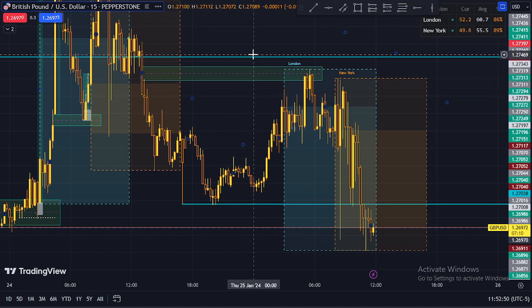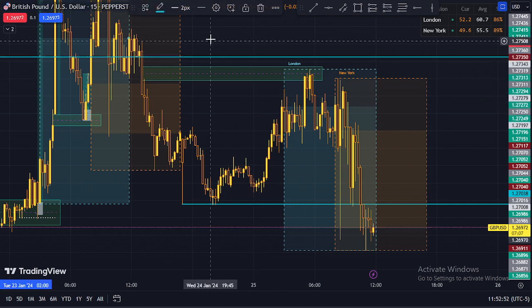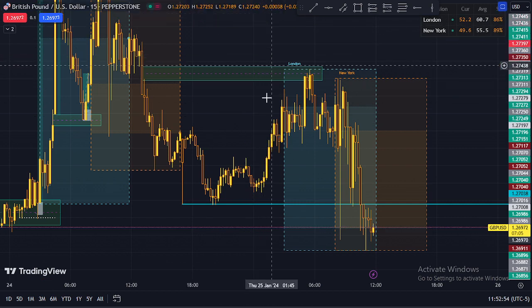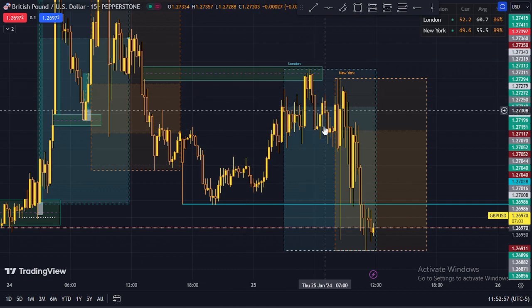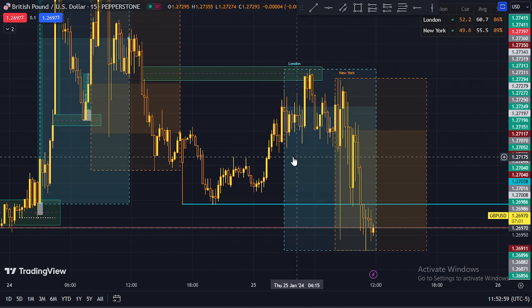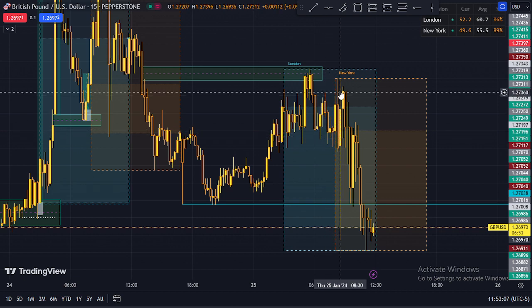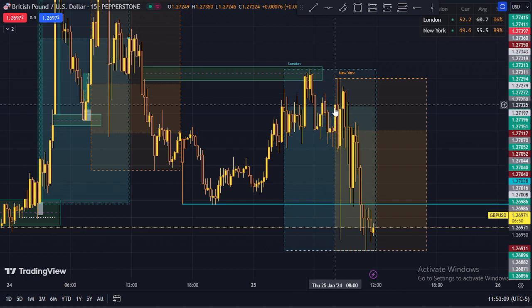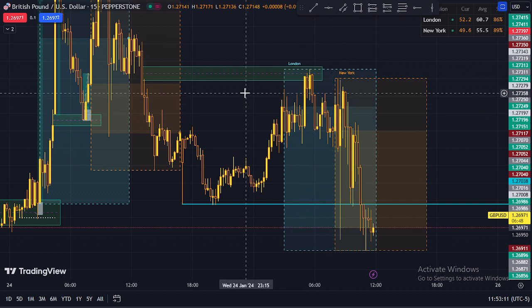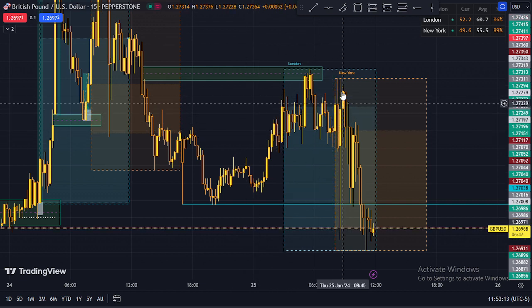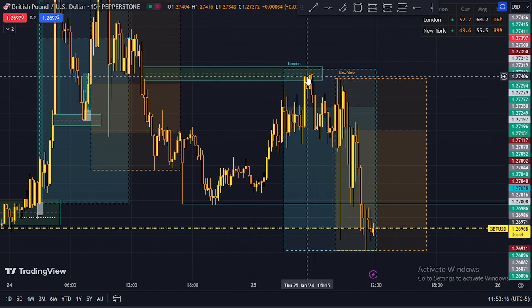So during London, it was kind of consolidation. It was nice for scalping, for people who are scalpers. So at 8:30 we had news which came in. We ran higher, did not take out that low.